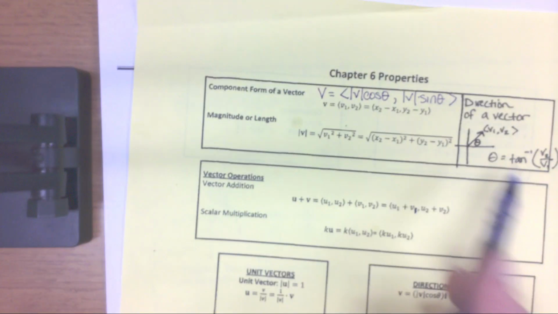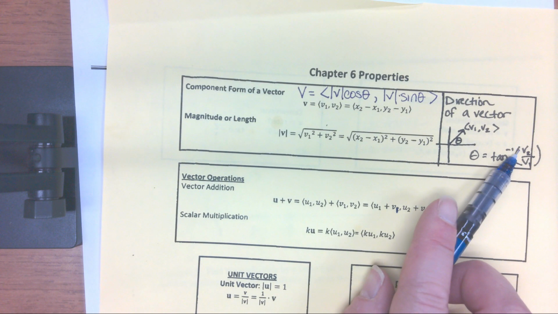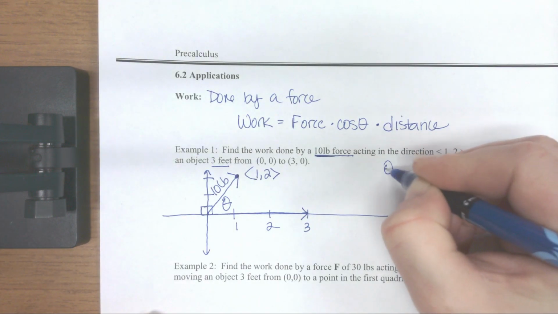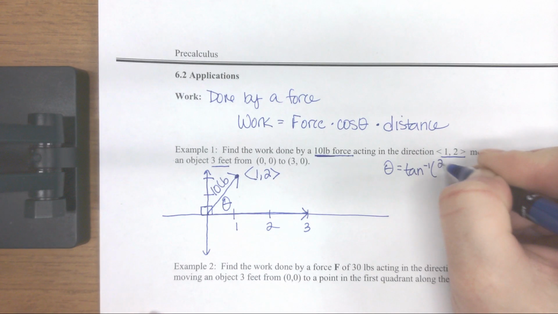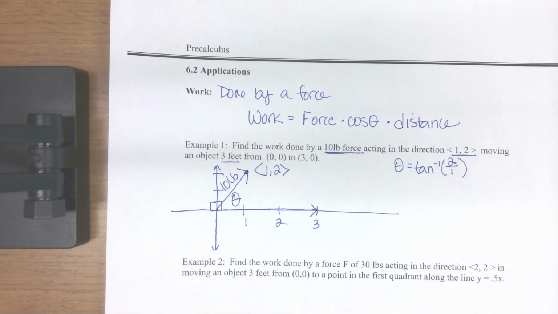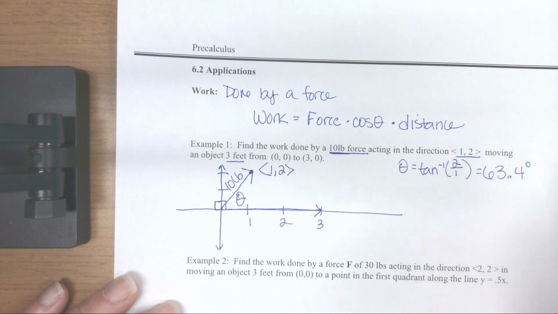We can find the angle between the x-axis and a vector by taking the tan inverse of the vertical divided by the horizontal. All right, would you do that, please? What do we got? 60 what? Okay, I'll call it 63.4 degrees.